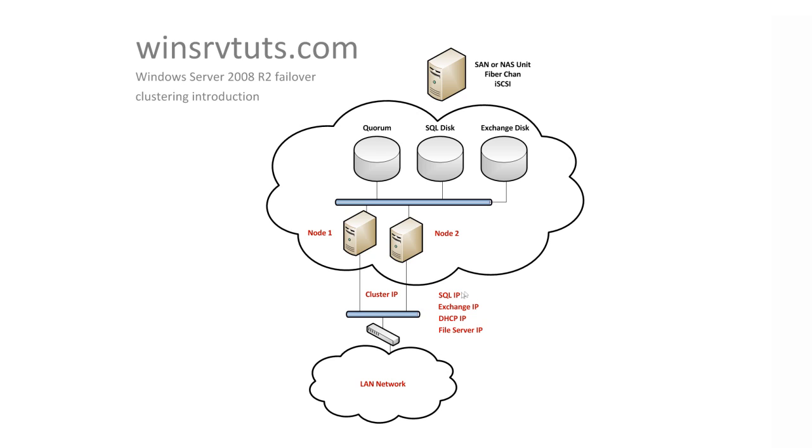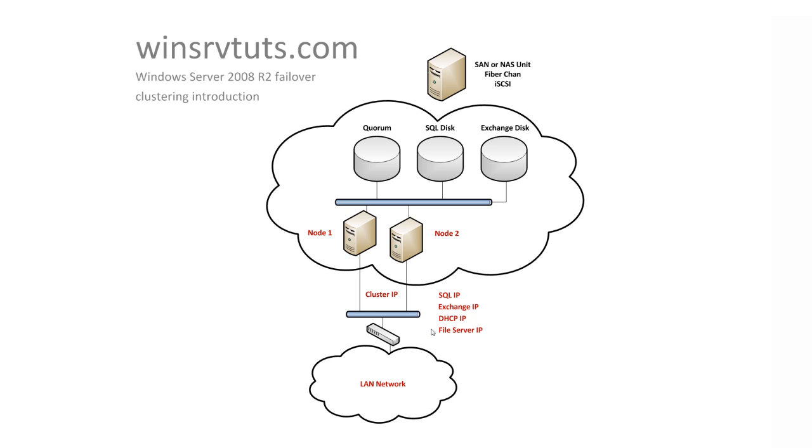Same thing for the SQL application group. If you have SQL installed on your cluster and you need to get to this SQL database, you won't use the cluster IP address. Another IP address will be assigned to that service application group. So if you're trying to hit the cluster itself, you'll use one IP address. If you're trying to hit that SQL application group, you'll use a different IP address.